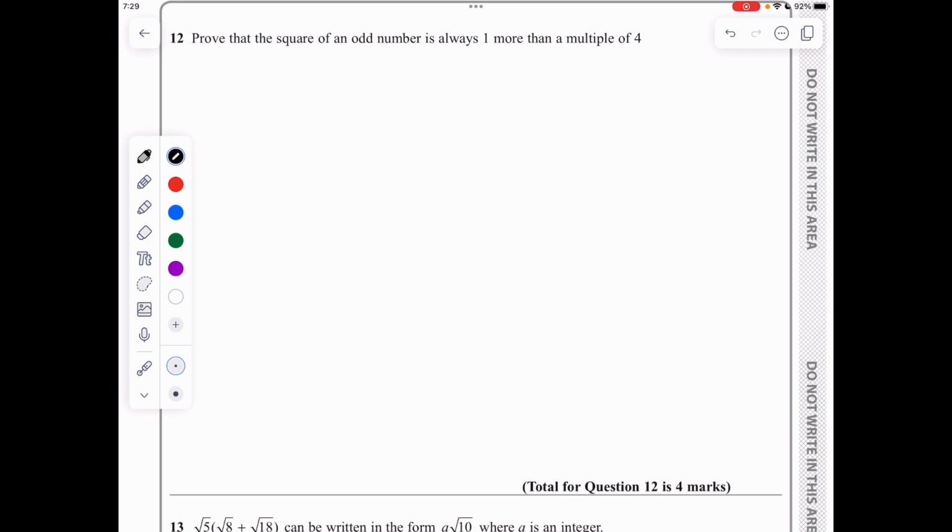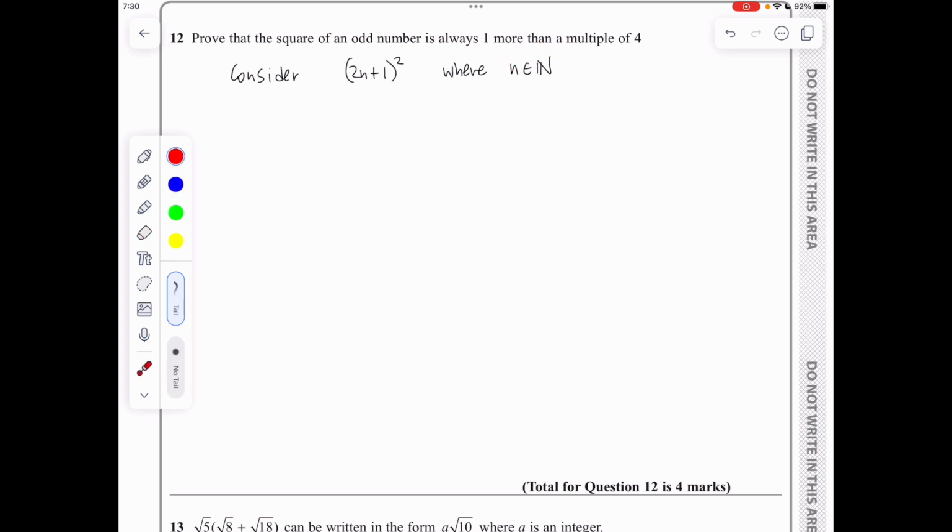In question 12, we are asked to prove that the square of an odd number is always one more than a multiple of 4. So we are being asked to construct a solid mathematical proof here. We need to keep it abstract in the sense that we cannot fix on a particular odd number. It has to be a proof that works for all odd numbers. So I will start by saying, let us consider 2n plus 1 all squared, where n belongs to the natural numbers.